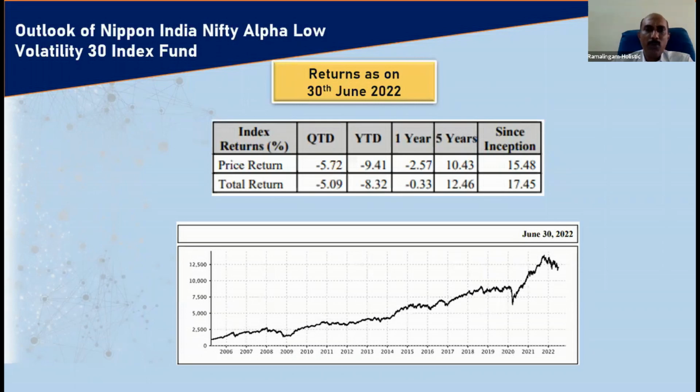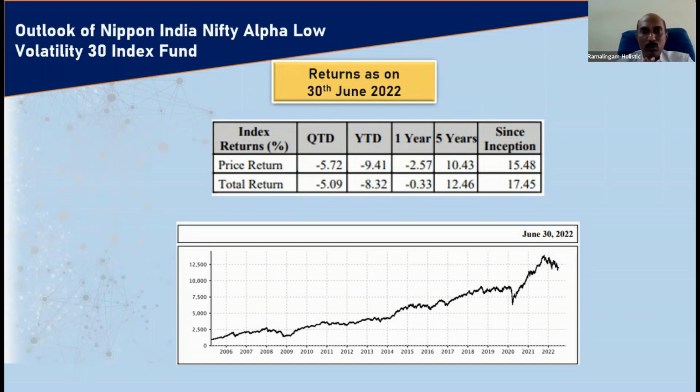What is the kind of performance this particular index has delivered in the past? Quarter to date, this fund has delivered 5.09% negative return. Year to date, this fund has delivered minus 8.32%. Last 1 year, 0.33% negative return. So in the short run, obviously in the last 1 year, recently this fund has given negative returns. Being an equity fund, giving negative returns in the short run is something which we can expect.